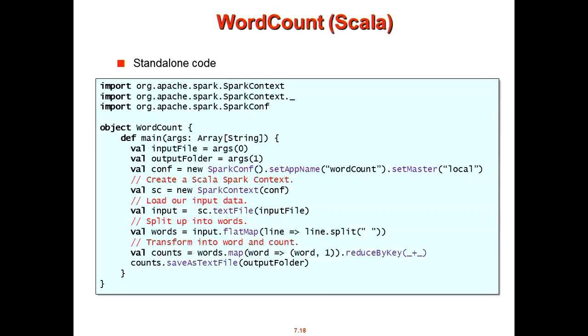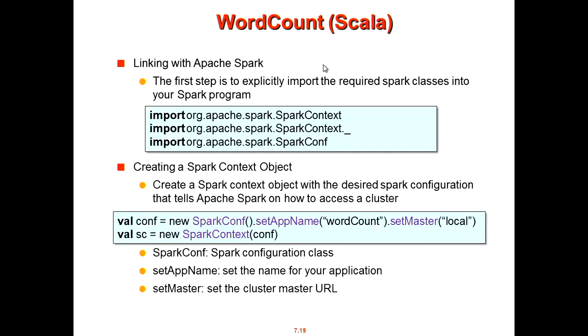So in Spark, it's similar. You need to have a configuration object, and then use this configuration object to initialize the Spark context object, which is used to connect your program and the cluster. Now let's explain the program line by line.